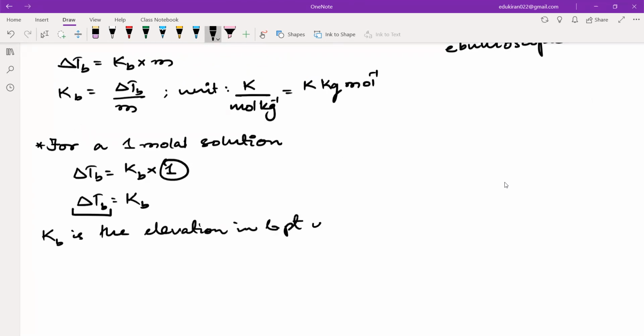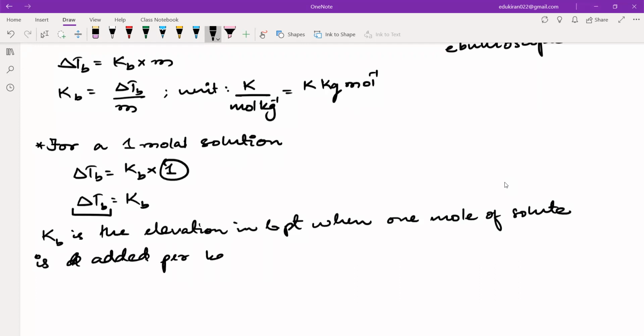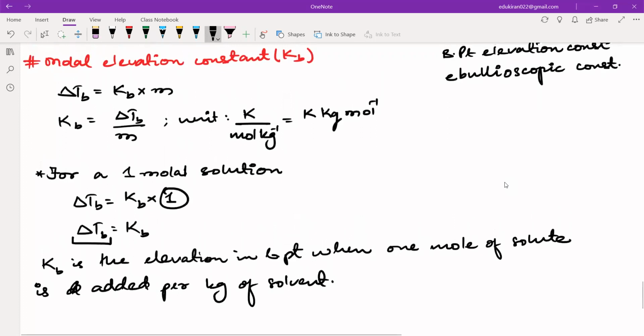So Kb is the elevation in boiling point when 1 mole of solute is dissolved or added per kg of solvent. Write this down. Let me know when you're done.